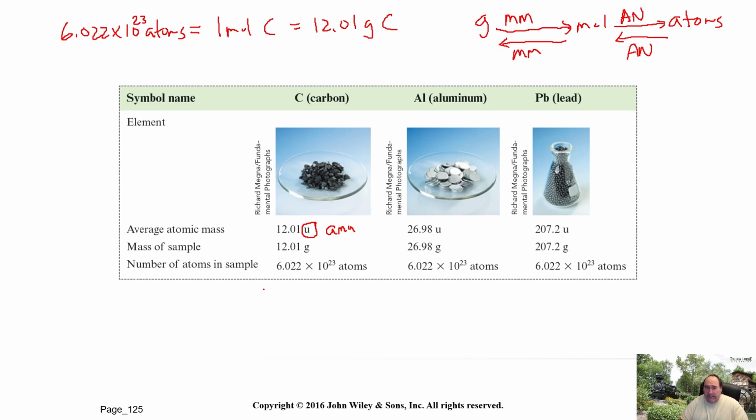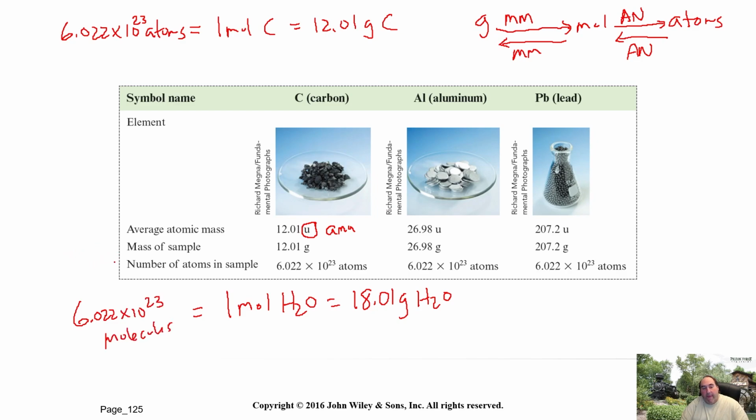We also could see the relationship, for example, of something that's not an element. So if I had 1 mole of water, we calculated earlier that water would be 18.01 grams. And that also would mean, though, if I had 1 mole of water, I would have 6.022 times 10 to the 23 molecules of water. So once again, that is the relationship between those two.